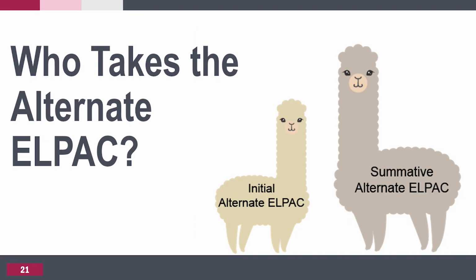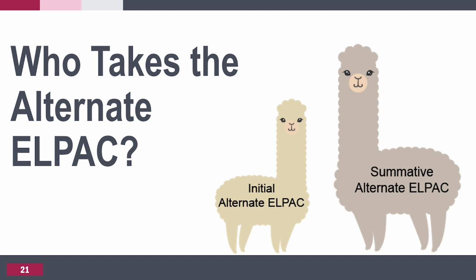Next, let's focus on who takes the alternate ELPAC. Just like the general ELPAC, the alternate ELPAC has an initial and a summative. The alternate ELPAC is for students with the most significant cognitive disabilities. Students who take the initial alternate ELPAC must meet the following 4 criteria.